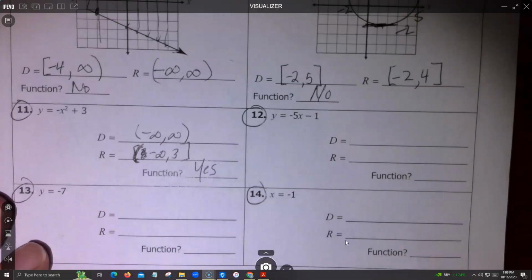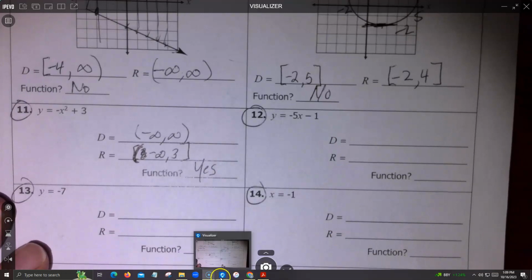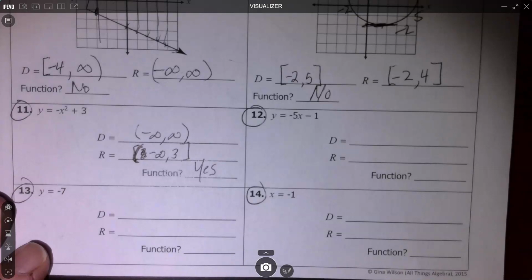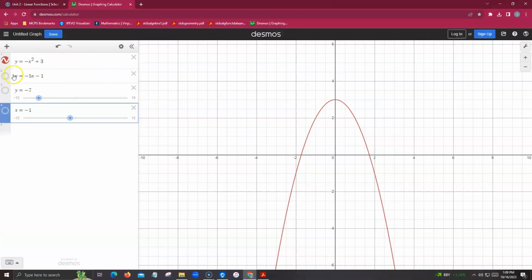Okay, let's look at number 12. Let's turn this one on and that one off. So now we're looking at number 12. This is a straight line, so you can imagine there are arrow points here and down below. That means no matter what x I pick, somewhere eventually up there is a y that goes along with it. So that's what makes this a line.